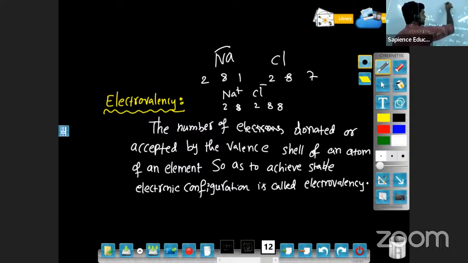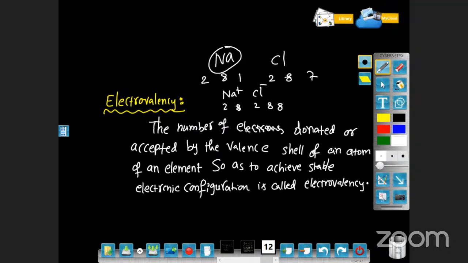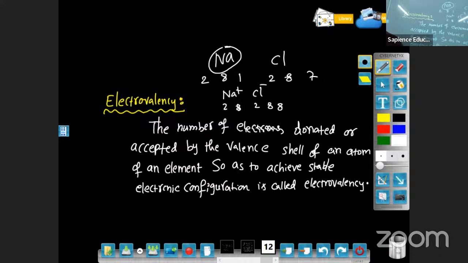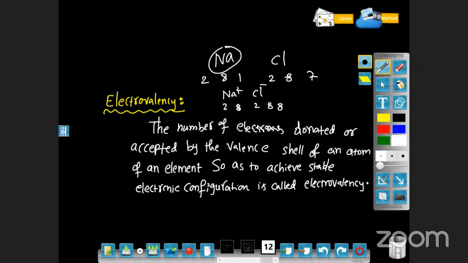Okay, listen. What is the electrovalency of sodium according to the definition? Sir, 1. Very good. Your answer? Right. Read the definition carefully, just once. First 2 lines carefully. See the definition: the number of electrons donated. Sodium donated an electron. How many electrons donated? 1. So its electrovalency is 1. Now chlorine, how many electrons did it gain? 1. So the electrovalency of chlorine is also 1. Clear? Whatever there is, gain or loss, that is only the definition. That is the oxidation state, +1 and -1.